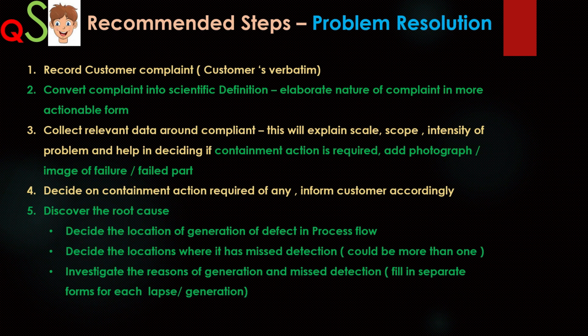Discover the root cause, decide the location of generation of the defect in the process flow, decide the location where it must have been misdetected, which could be more than one, investigate the reason of generation and misdetection, and fill in a separate form for each lapse or misgeneration.